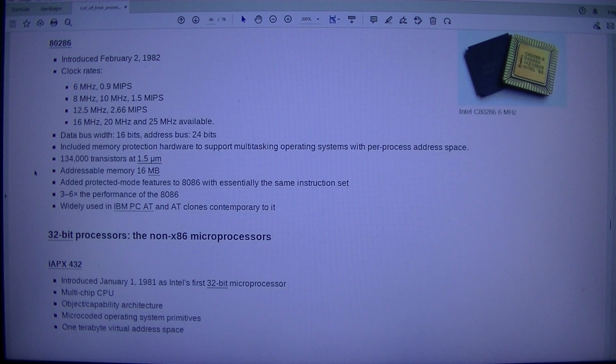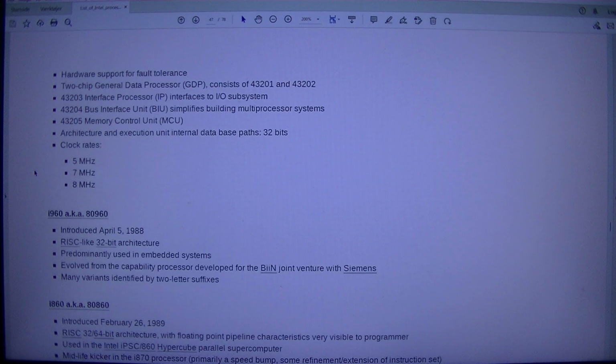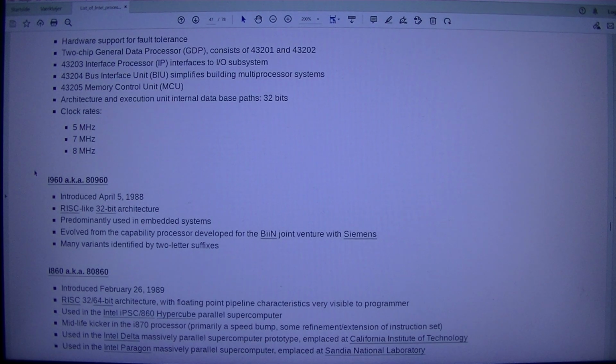32-bit processors, the non-x86 microprocessors. Intel iAPX 432. Introduced the 1st of January, 1981 as Intel's first 32-bit microprocessor. Multi-chip CPU. Object/capability architecture. Microcoded operating system primitives. 1 TB virtual address space. Hardware support for fault tolerance.